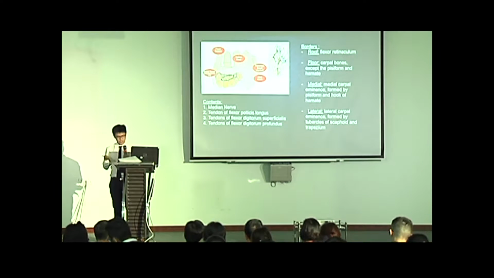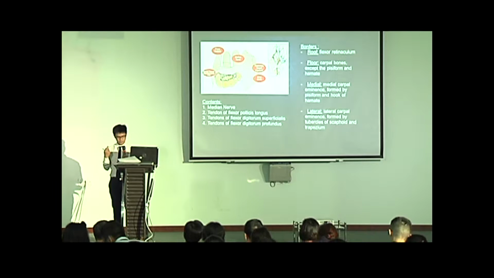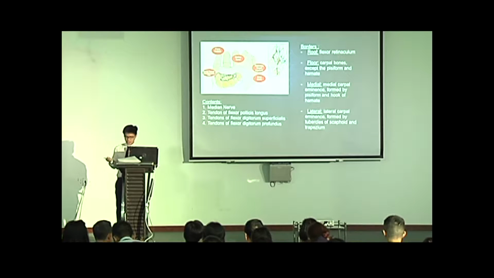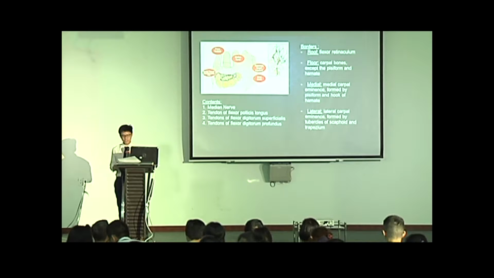In this we miss the pisiform, which is considered a sesamoid bone embedded in the tendon of flexor carpi ulnaris.